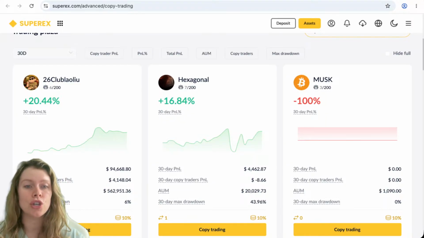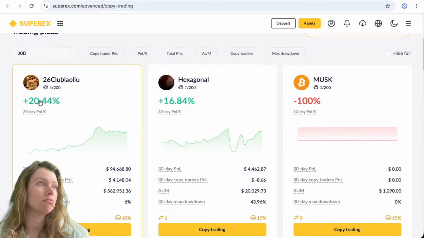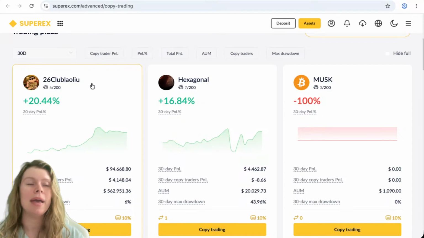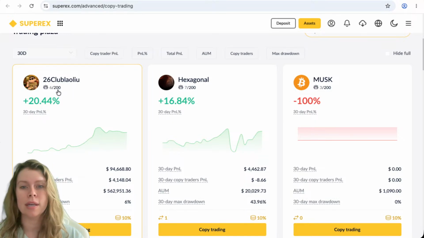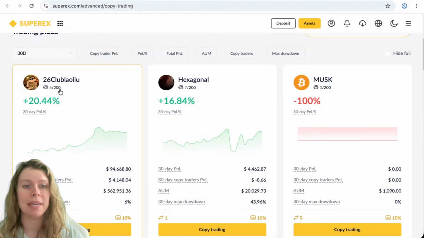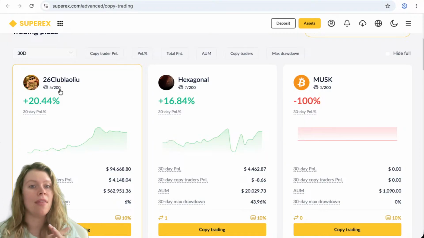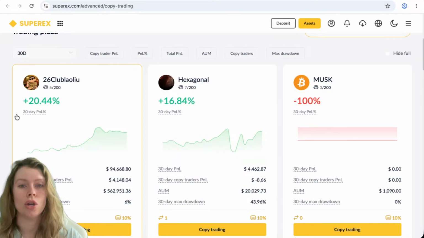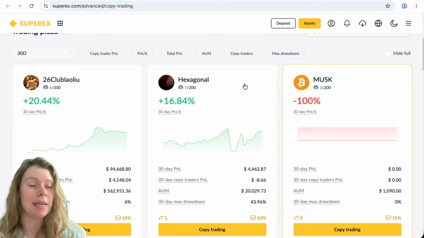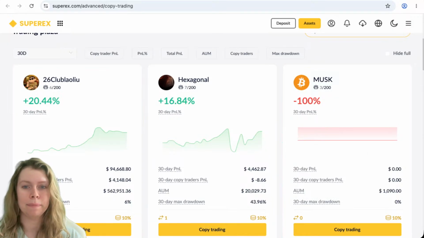So each card shows you the trader's profile picture up there. It can be whatever you want it to be. Then the nickname and how many copy slots they have free. So 1 out of 200 means it's nearly empty and they do have room for you. Their headline P&L percentage is in green or red, and a mini P&L chart, okay?